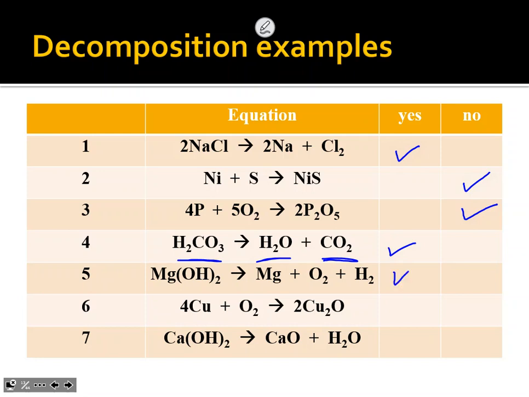Very good, yes. Magnesium hydroxide breaking up into magnesium metal, oxygen, and hydrogen gases. So that one's definitely decomposition. How about number 6? That would be a no. Good. That one's also synthesis. And the last example up here. What do you say? Yes, very good. We have calcium hydroxide breaking up into calcium oxide and water. Very good examples of decomposition there for some of those.